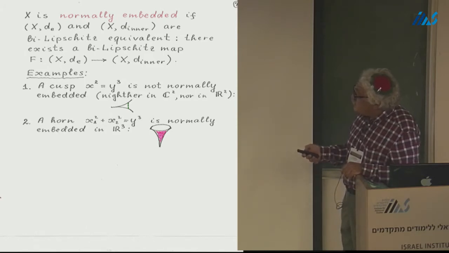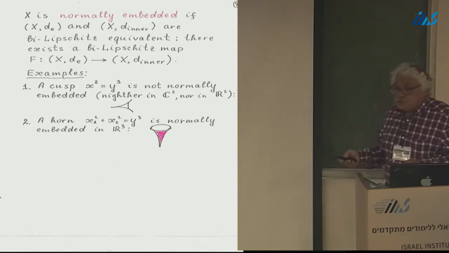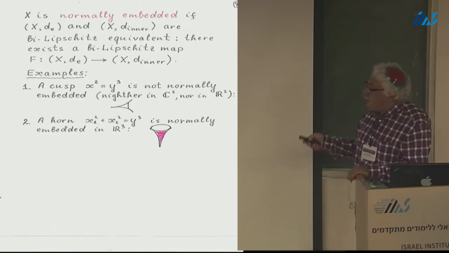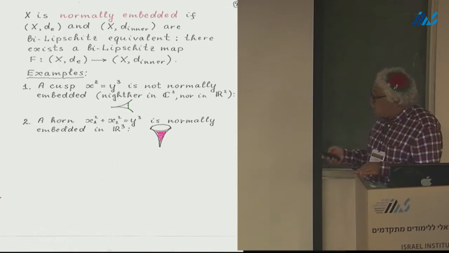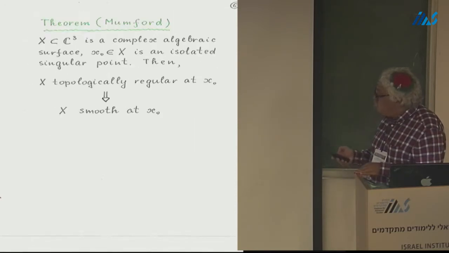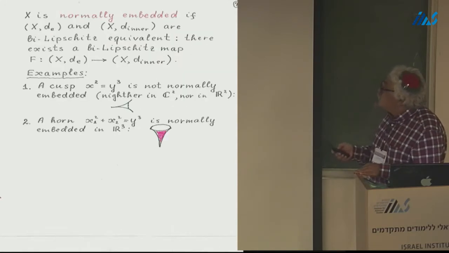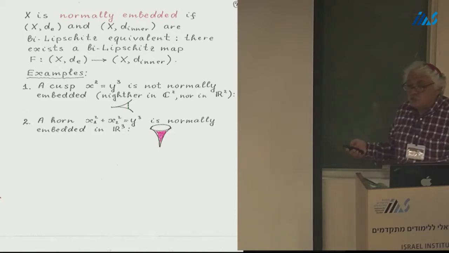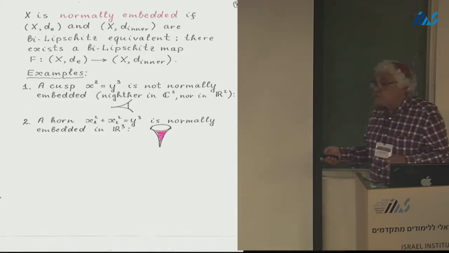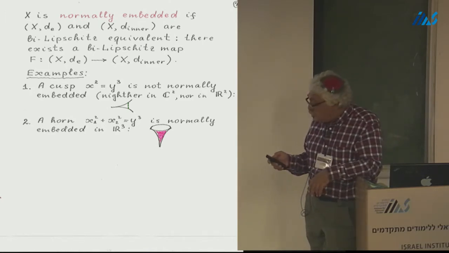This is the outer distance. And here there is the inner distance. And you can see that the outer distance is always much smaller than the inner distance. But if you have a horn, which is a revolution surface of a cusp, then it is normally embedded, right?